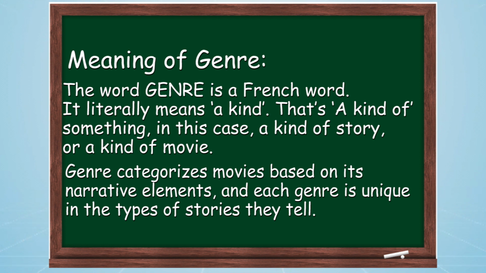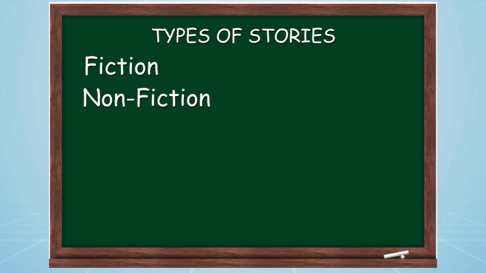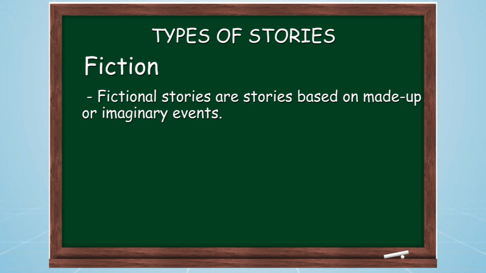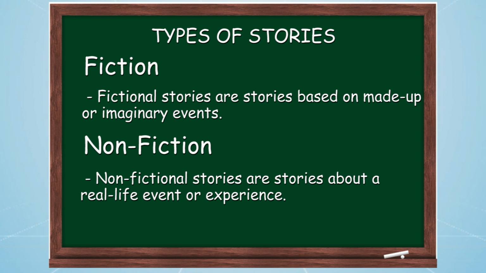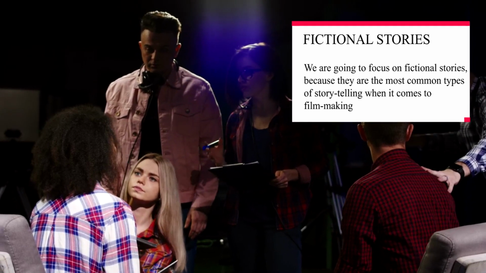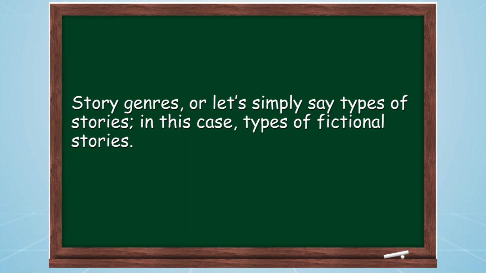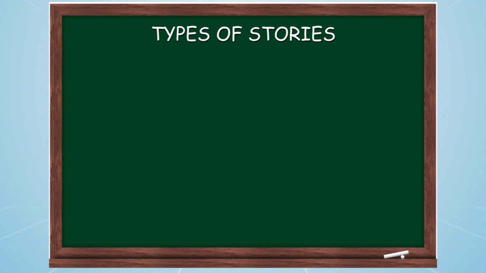We'll go back to story genres in a bit, but for now, let's talk about the types of stories. Stories are divided into fiction and non-fiction. Fictional stories are stories based on made-up or imaginary events, while non-fictional stories are stories about a real-life event or experience. We're going to focus on fictional stories because they are the most common types of storytelling when it comes to filmmaking. And this is where we go back to genres, story genres, or let's simply say types of stories. In this case, types of fictional stories. There are many types of fictional stories.